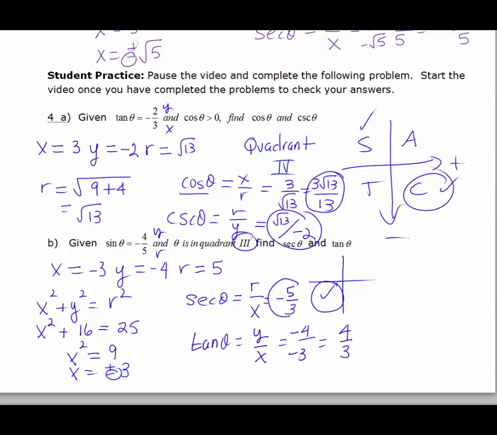Again, let's check the signs of our final answers to make sure they make sense. The secant is 1 over the cosine. When I'm in the third quadrant, cosine should be negative, and so is its reciprocal. Tangent is positive. In the third quadrant, tangent is supposed to be positive, so that confirms that my signs are correct.